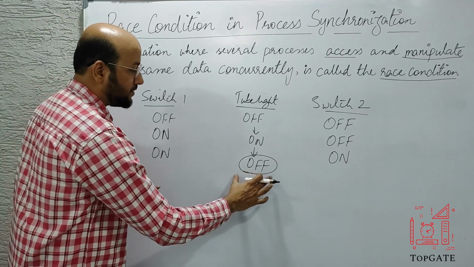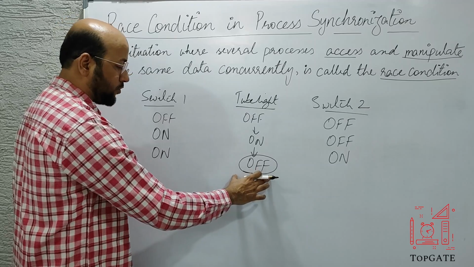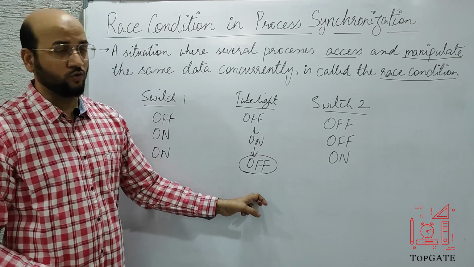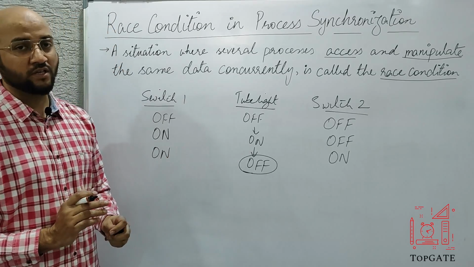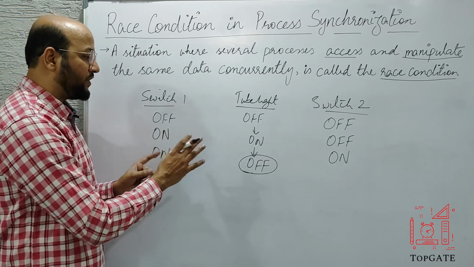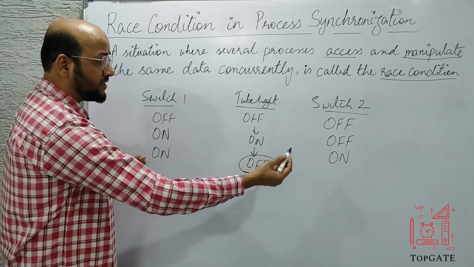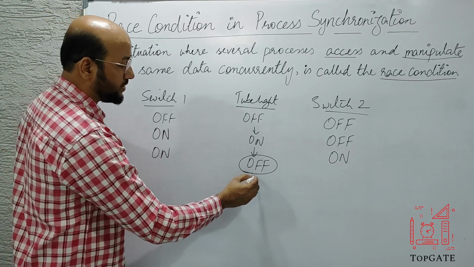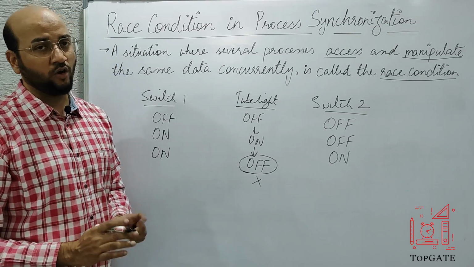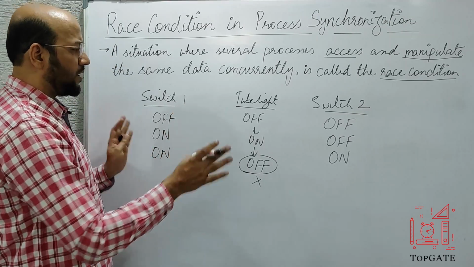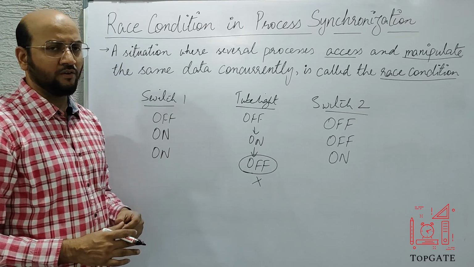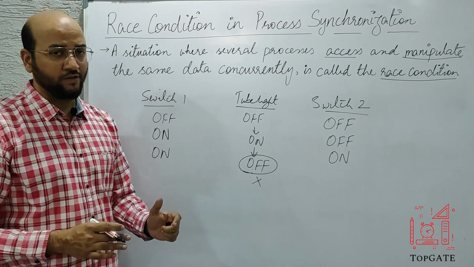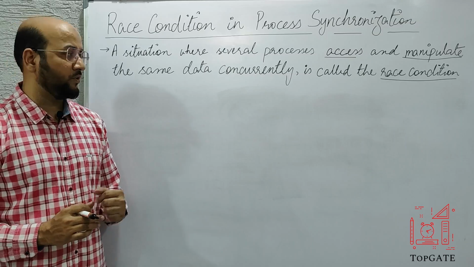Clear? So if we are trying to access and manipulate the same data item concurrently, then a situation like this can happen. So this condition is called the race condition. Clear? So because of this race condition, these processes need to be synchronized with each other. If they are synchronized, then a situation like this will not happen. Clear? So this is a general, real world example of the race condition. Now let's discuss a technical example of the race condition.